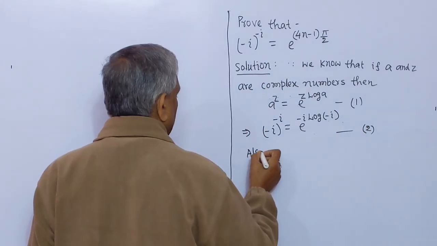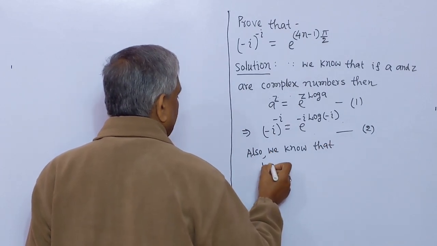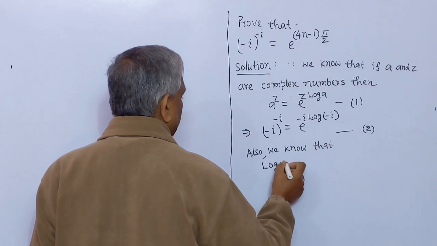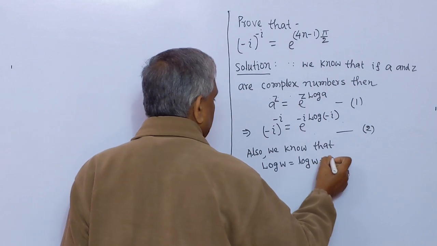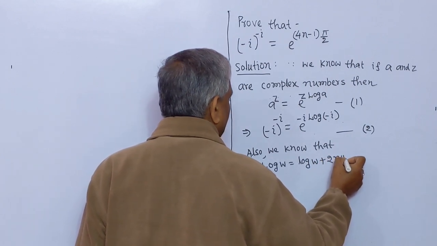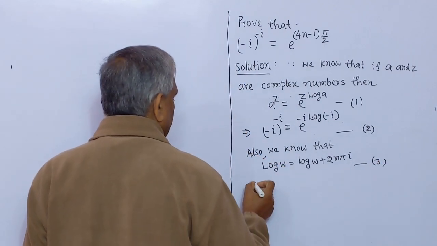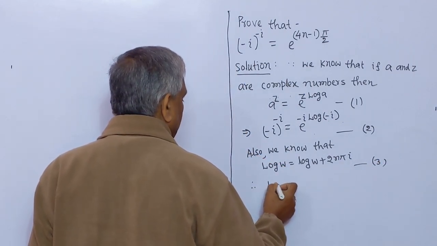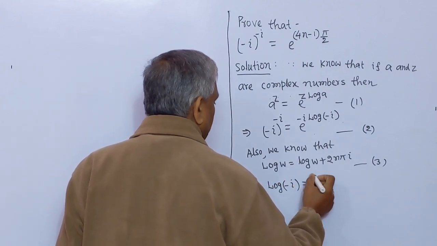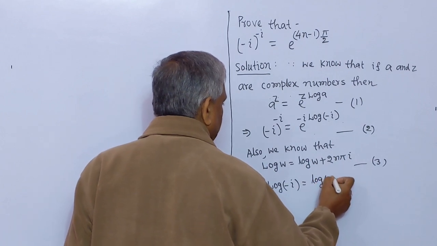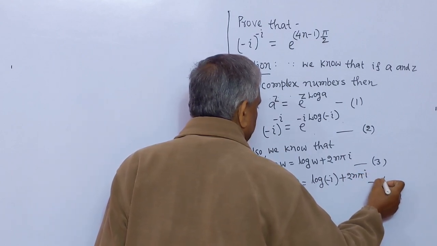Also, we know that capital Log w = small log w + 2nπi. This is number 3. Therefore, capital Log(-i) = small log(-i) + 2nπi. This is number 4.